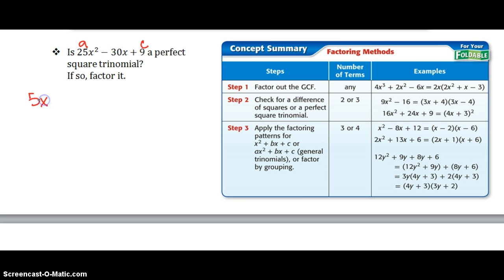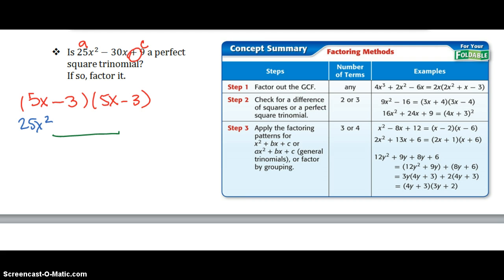But instead, let's take the square root of 25x squared and the square root of 9, and we know here that they're going to be the same sign, both negative, and let's check and see if that is right. If I do FOIL, do I get 25x squared minus 30x? So when I check it, I get 25x squared. I knew that because I took the square root. Here's the main thing that you need to check, is right here in the middle.